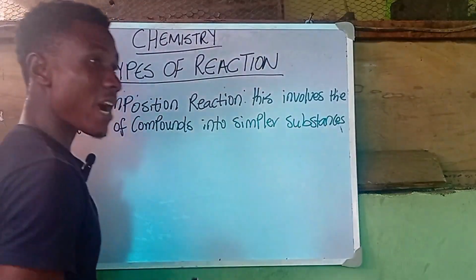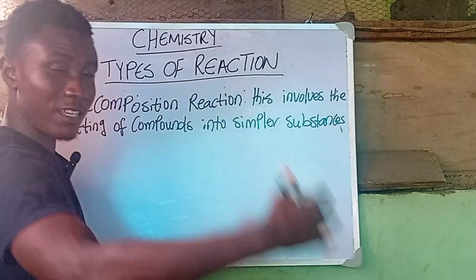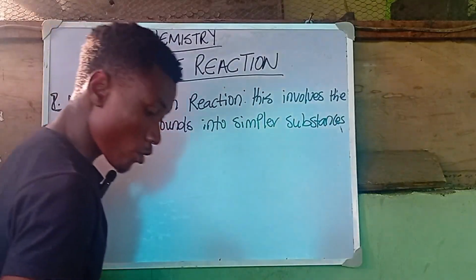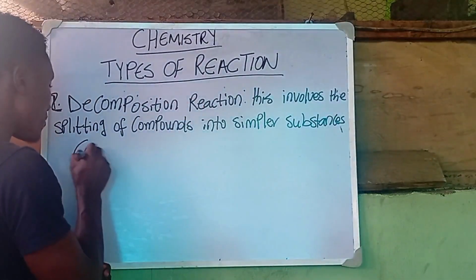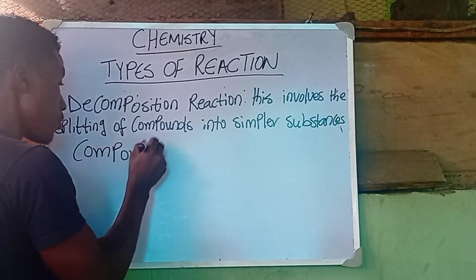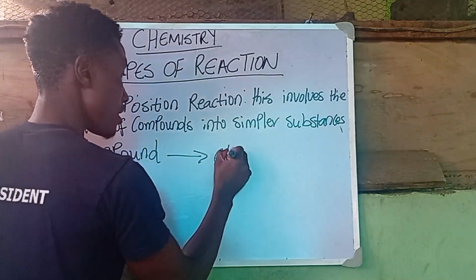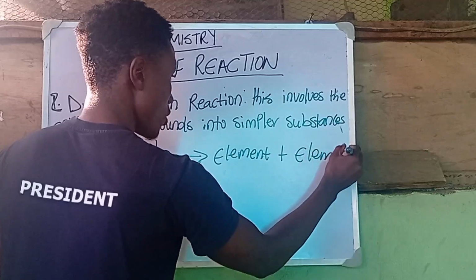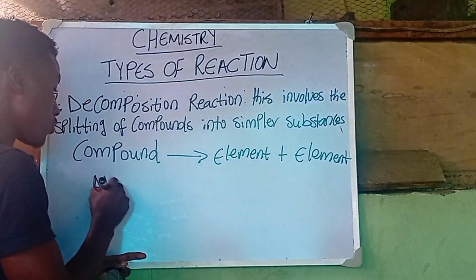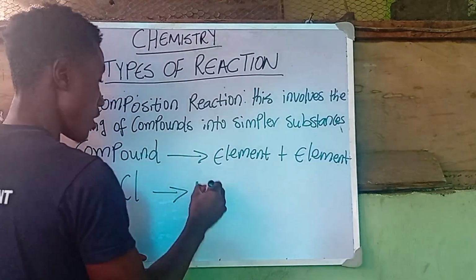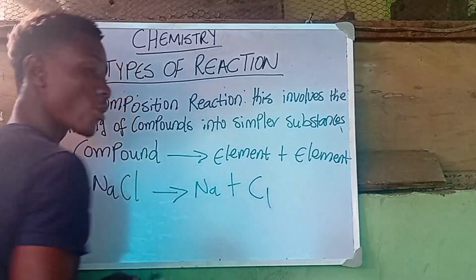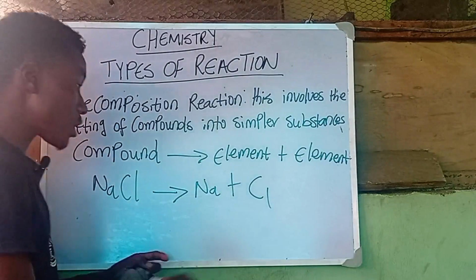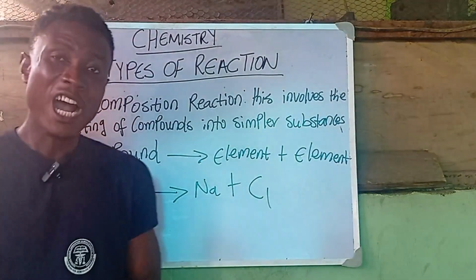So for this now, what will we be having? Remember the first time we said sodium plus chlorine, that is our element plus element, giving us a compound. But now at this particular point in time, what we'll be having is a compound which will be broken down to give us element plus element. So let's say our sodium chloride, which is our table salt, normal salt, Dangote salt, being broken down to give us our sodium and our chlorine.